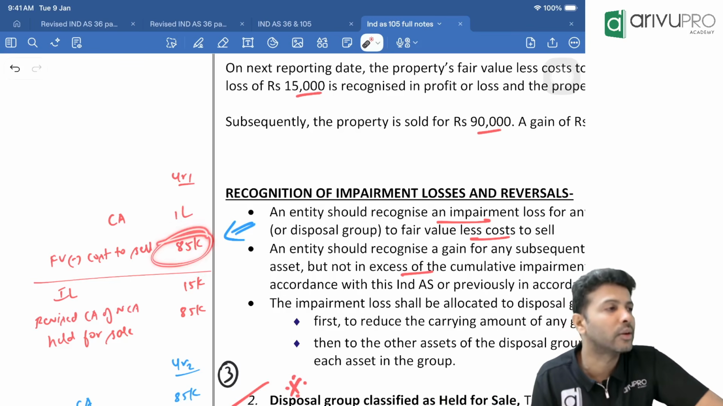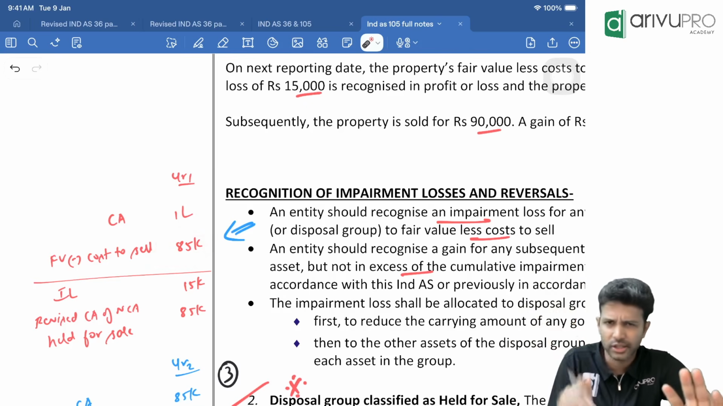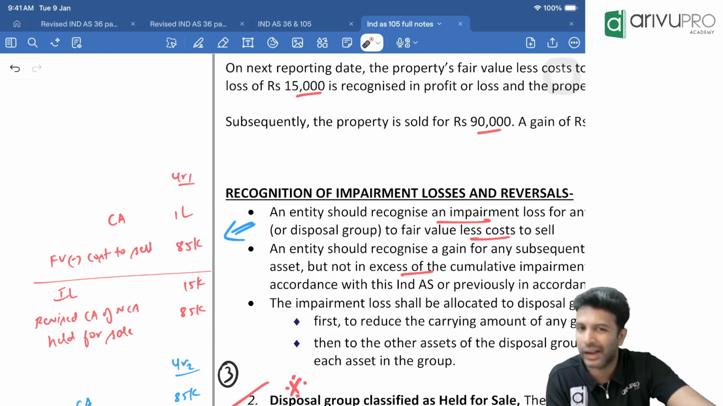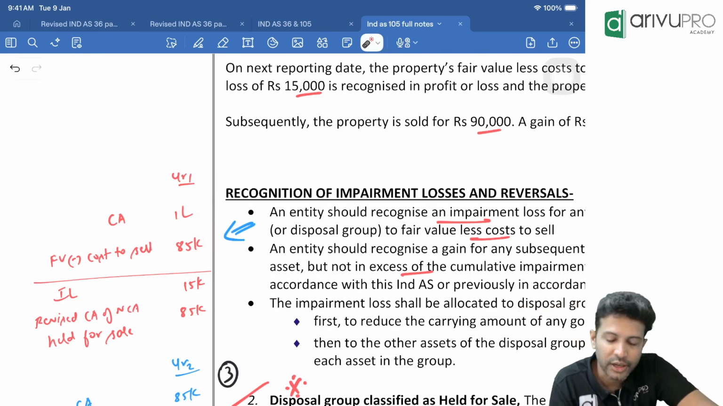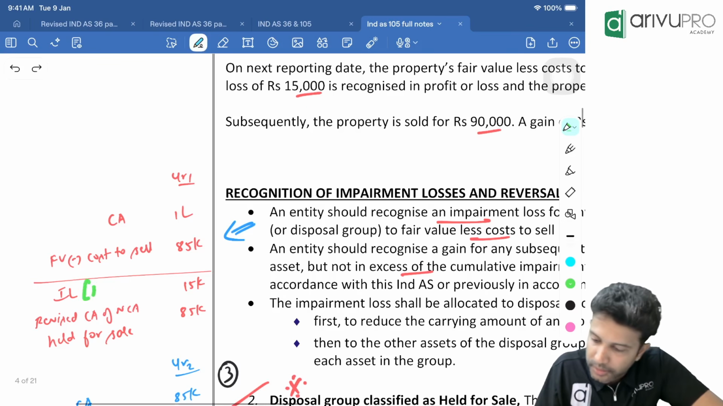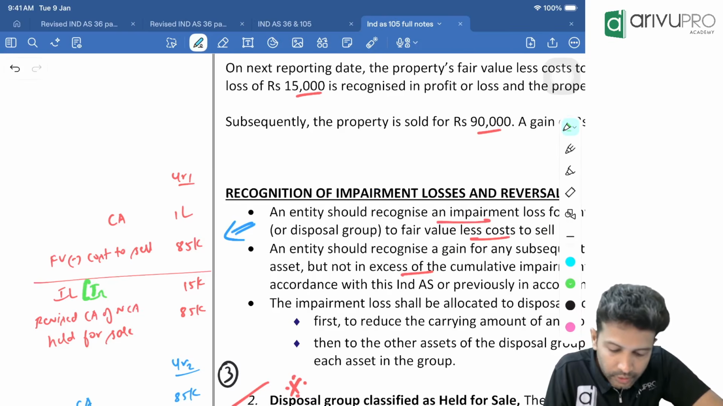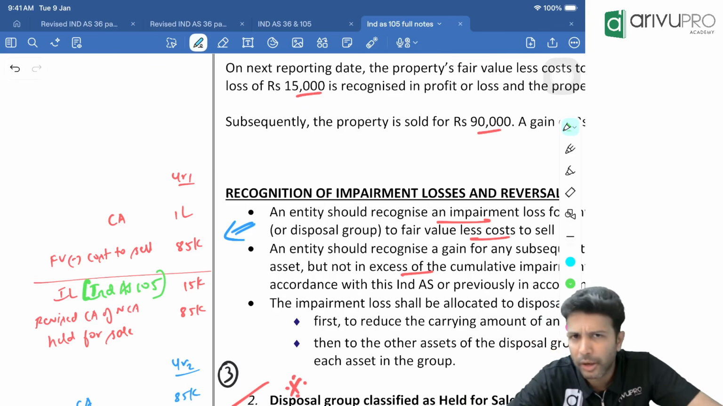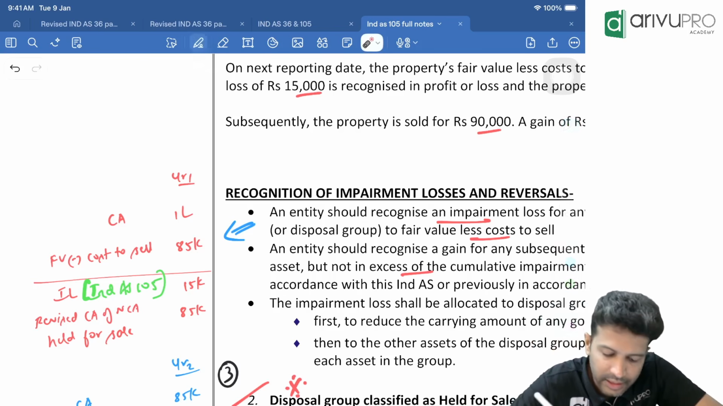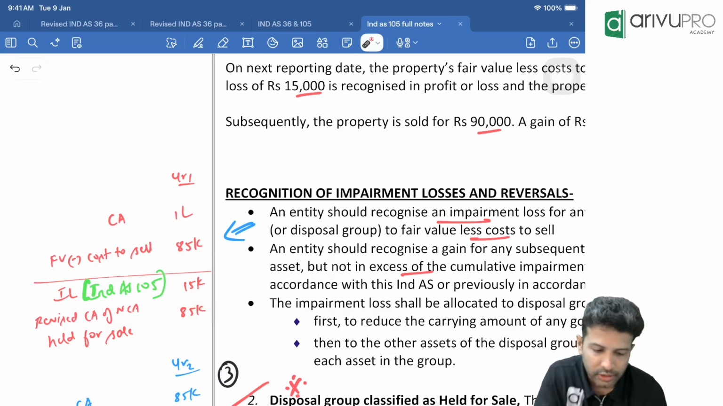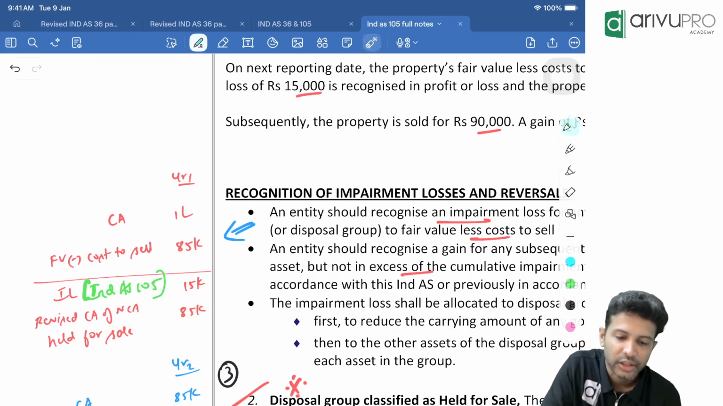I've assumed the fair value less cost to sell to be 85. I've assumed the numbers just for explanation purpose. Carrying amount 1 lakh, fair value less cost to sell 85. Which is lower? 85. Currently the asset is shown at 1 lakh. So on initial recognition, you will book an impairment loss, but this impairment loss will be as per Ind AS 105. Impairment loss as per Ind AS 105 is 15,000. Correct? And when you book the impairment loss, the carrying amount will get revised. From 1 lakh, the carrying amount will become 85,000. That's your revised carrying amount of non-current assets held for sale. Correct, sir? This is your IR, as in initial recognition.